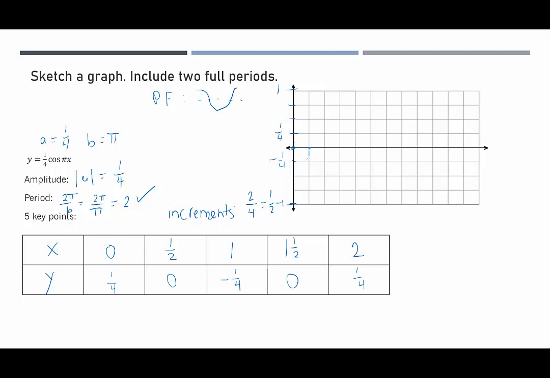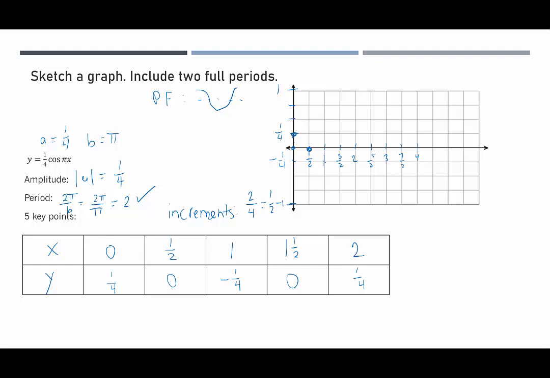And then here I'm going to have a half. This is 1. This is 1.5 or 3 halves. 2. This would be 5 halves. 3, 7 halves, and 4 for my 2 periods. So 0 and 1/4. It's going to be up here. 1/2, 0, back to the middle.